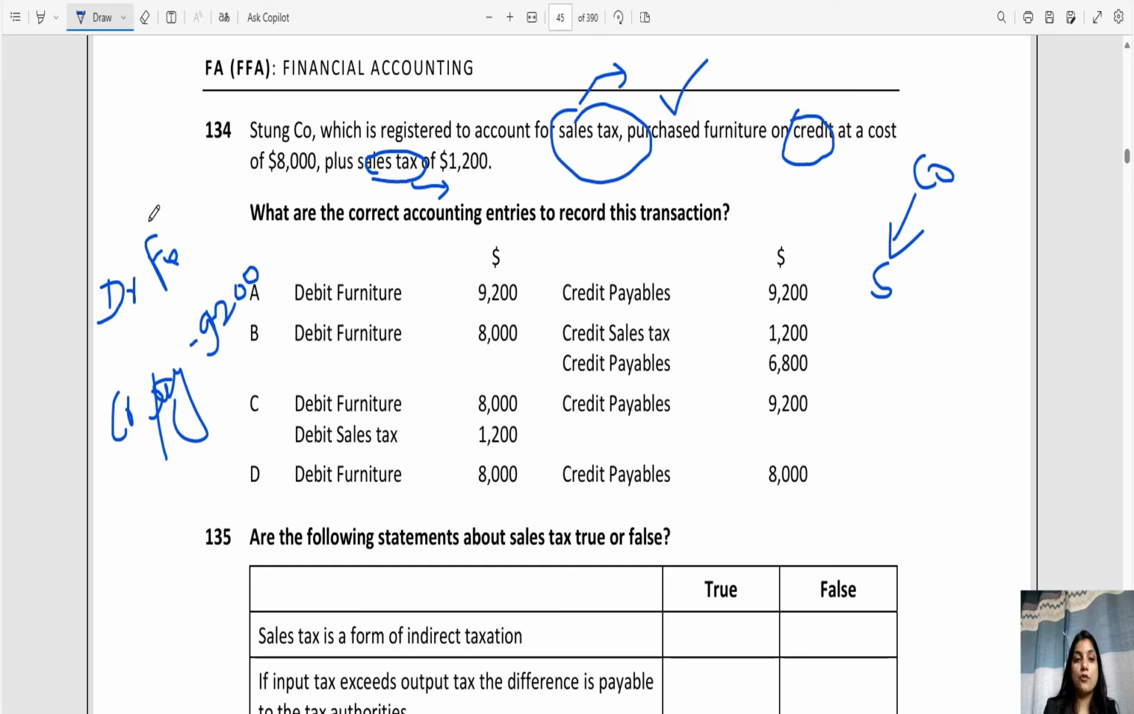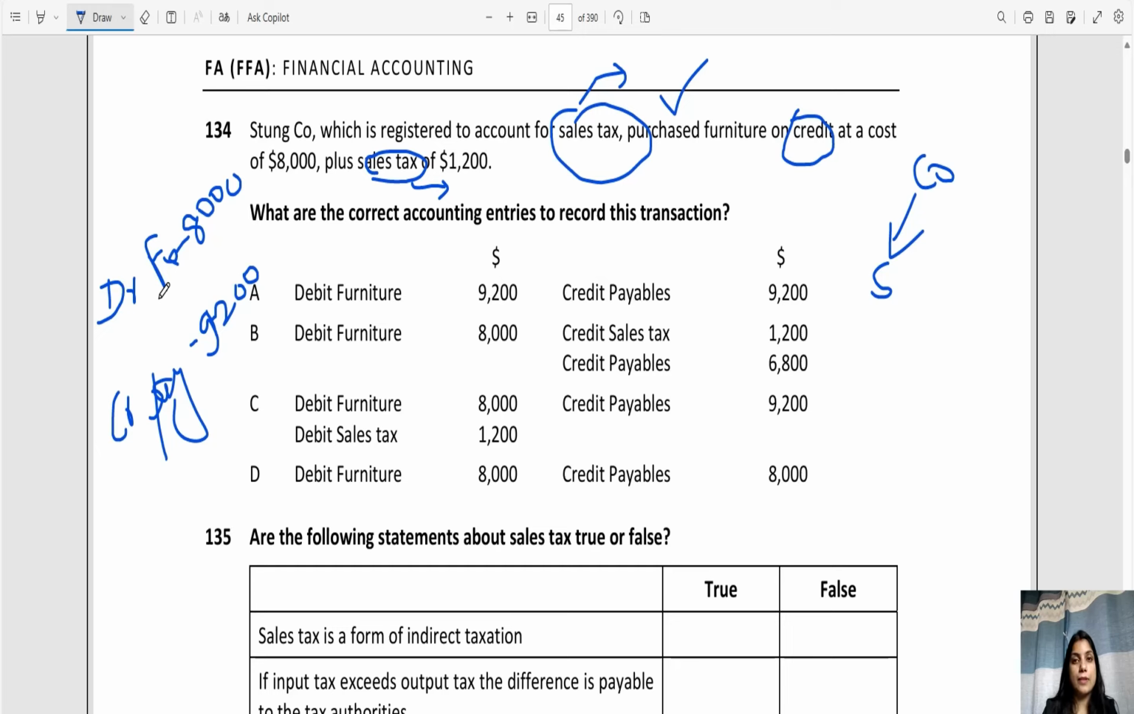Okay, and now we are debiting the furniture. And what is the actual cost of the furniture? It's 8,000. And the one most important thing, the sales tax. As I said, we don't maintain a separate ledger for the purchase tax or purchase VAT. So whatever VAT we paid in regards to the purchase, we will simply net it off from the sales tax or the VAT that is payable to HMRC.